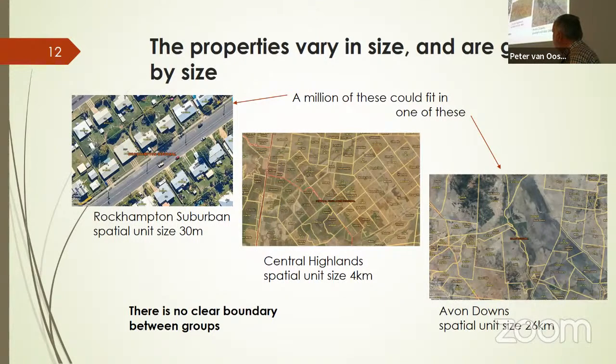Then you move a bit further out and you get similar sort of parcels, spatial units, but the typical size goes to about 4 kilometers. And then you move further out and you've got spatial unit sizes of 26 kilometers. So you have a million or so of the suburban ones in one of the rural ones, and they do group. You'll have areas that are suburban, and then a rough boundary, and then the broader ones, and then a rough boundary, and then the really wide ones. Nobody has drawn a line on the map and said this size, but you certainly do have a case of moving.